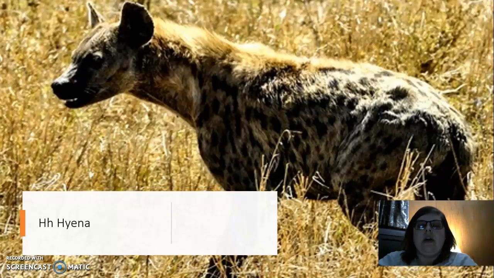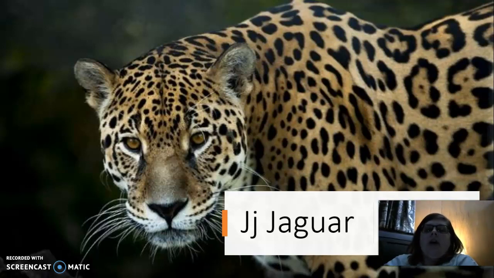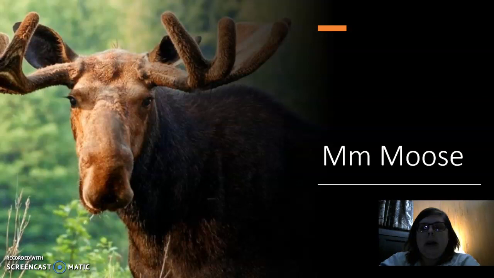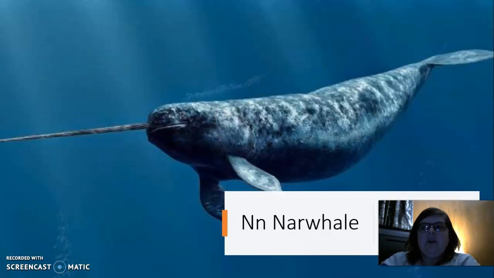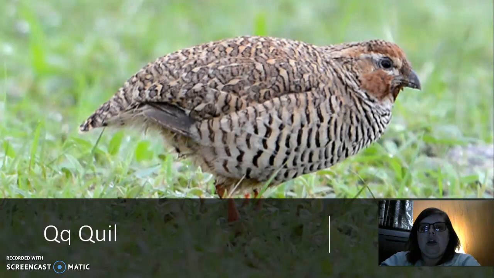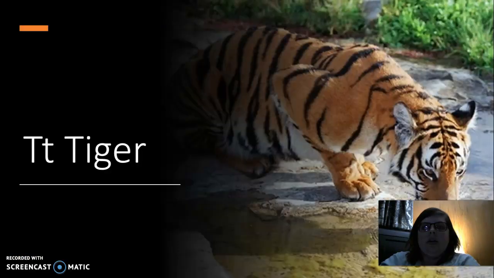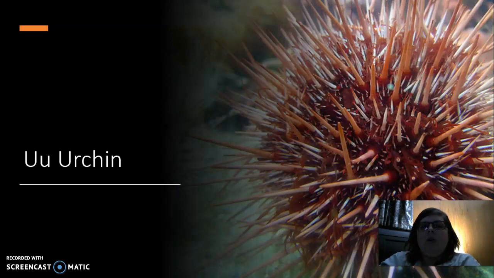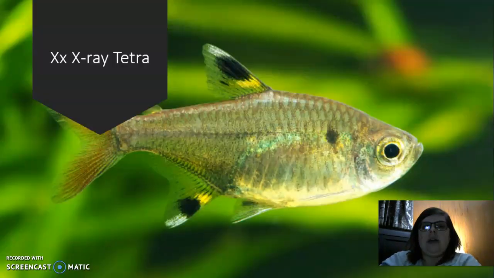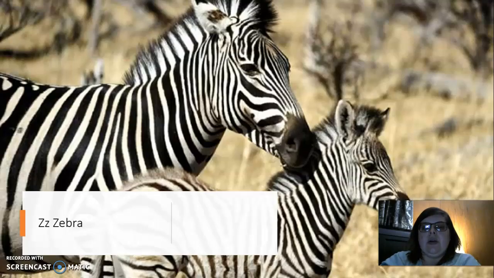for giraffe, H for hyena, I for iguana, J for jaguar, K for koala, L for llama, M for moose, N for narwhal, O for owl, P for penguin, Q for quail, R for raccoon, S for sloth, T for tiger, U for urchin, V for vulture, W for walrus, X for X-ray tetra, Y for yak, Z for zebra.